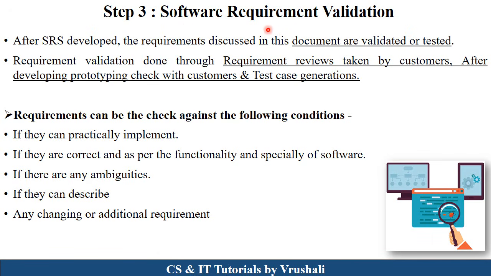Now, the next one is software requirement validation. After developing the SRS document, this document is submitted to the customer or each and every stakeholder included in the particular project. Now, these stakeholders validate the document, or test the document. At that time, they test whether all the requirements are practically implementable, or whether it is possible to implement them. They test that all the requirements are correctly mentioned as per the customer's ideas and customer requirements.